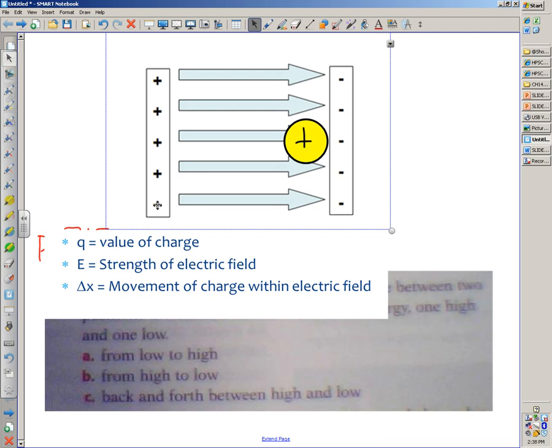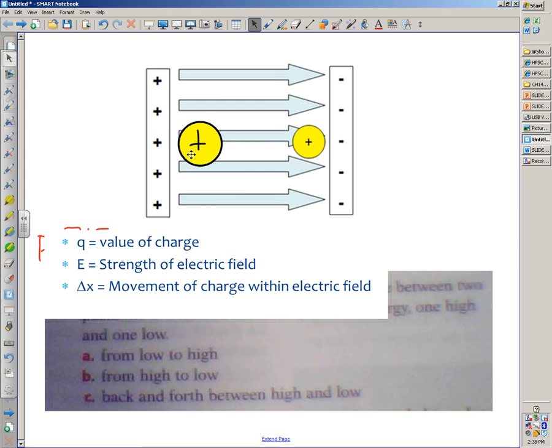If there were only 2 arrows left, and I moved this from here to here, would I still increase its potential energy? Yeah. But if there's only 2 arrows, is it as much of an increase? No. So that's the whole strength of the electric field part. Then, movement of charge. Instead of moving the charge all the way, let's say I only move it halfway. Did I increase its potential energy? Yes. Did I increase it as much as moving it all the way across? No. So those are the 3 things that influence how much potential energy that object or that charge will have.